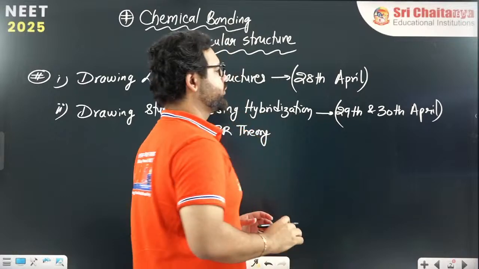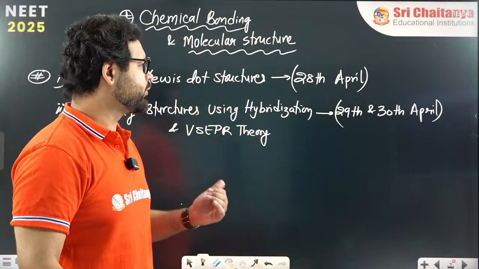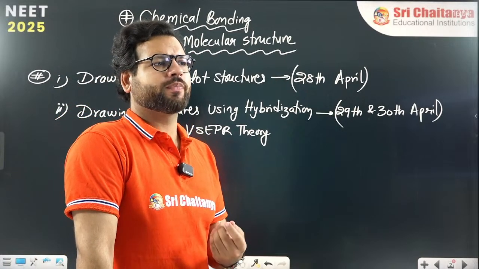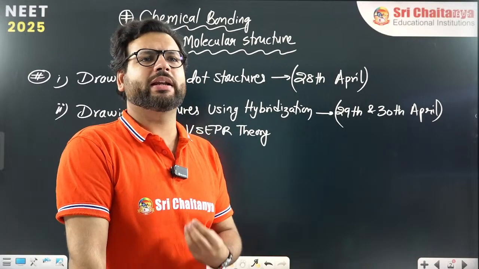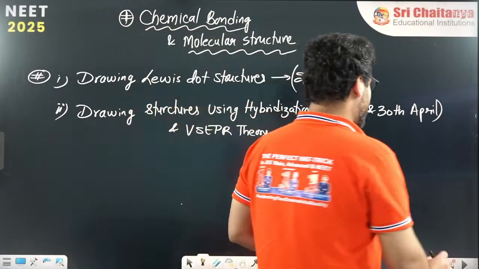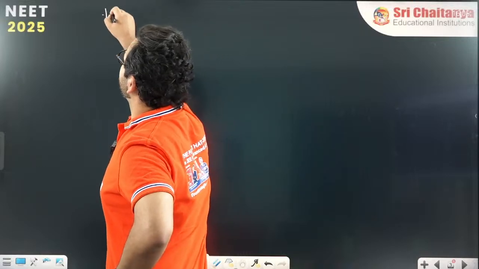So this is going to be our plan. We'll practice drawing many Lewis dot structures in today's class. You practice many from your home. I'll give you some homework. And then tomorrow I'll be telling you more detailed structure of a particular molecule. Okay, let us start, everybody. So we'll be starting with how to draw Lewis dot structures.